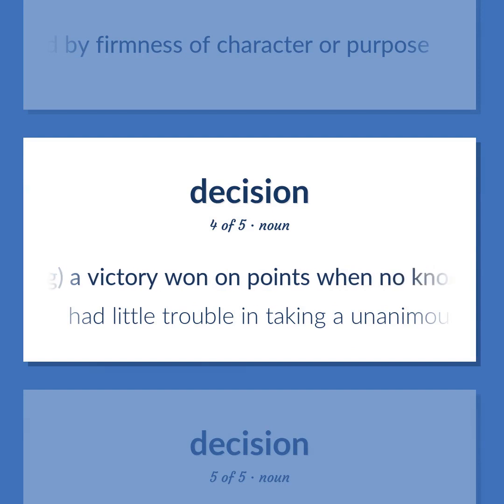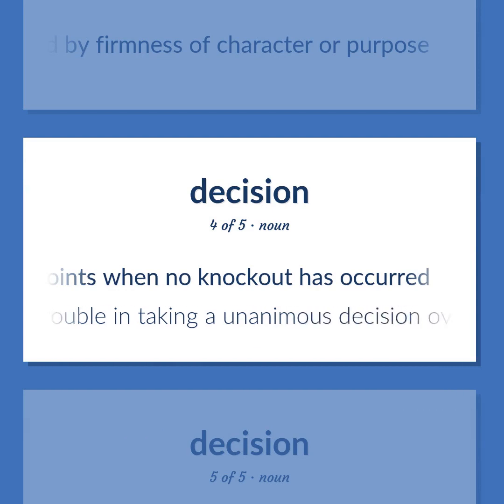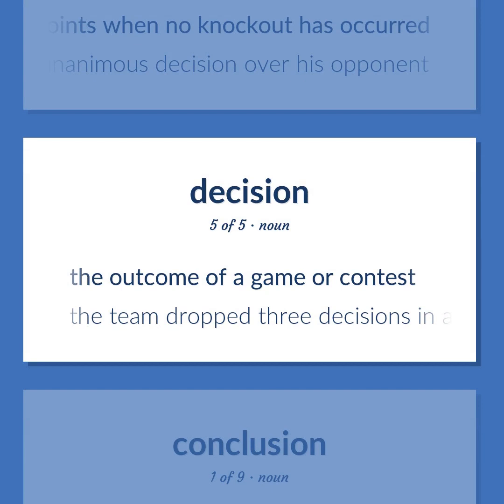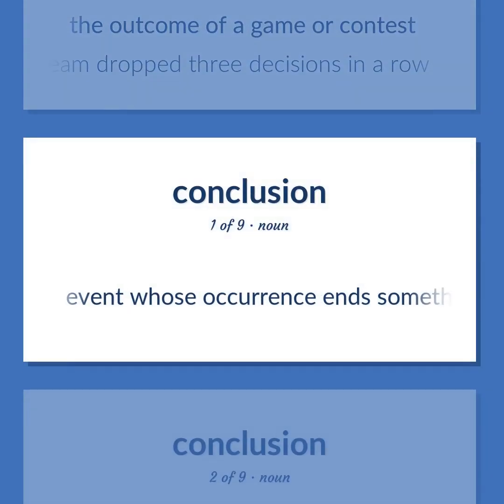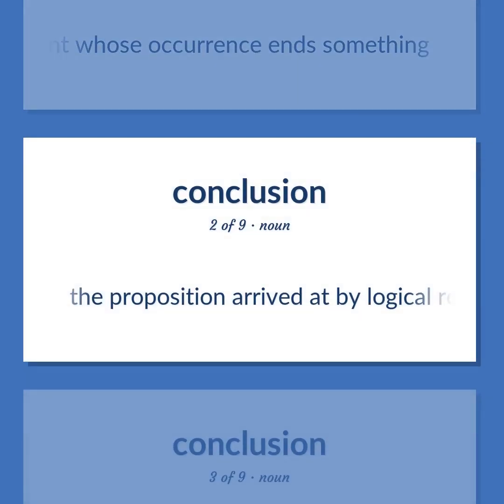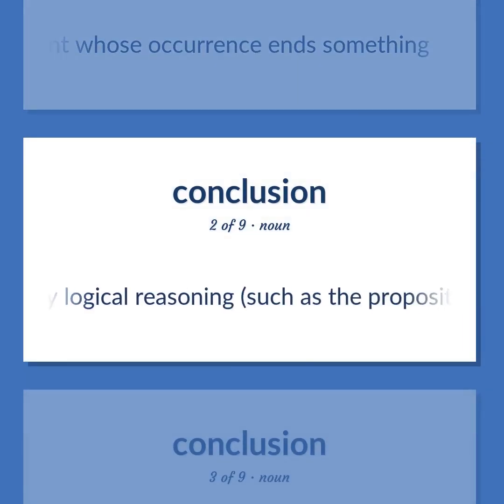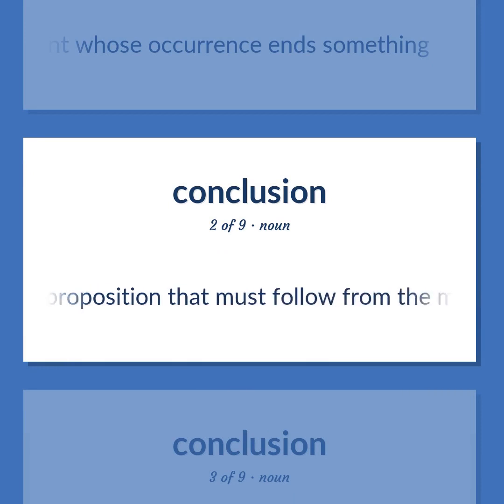Boxing. A victory won on points when no knockout has occurred. Had little trouble in taking a unanimous decision over his opponent. The outcome of a game or contest. The team dropped 3 decisions in a row. Event whose occurrence ends something. The proposition arrived at by logical reasoning, such as the proposition that must follow from the major and minor premises of a syllogism.